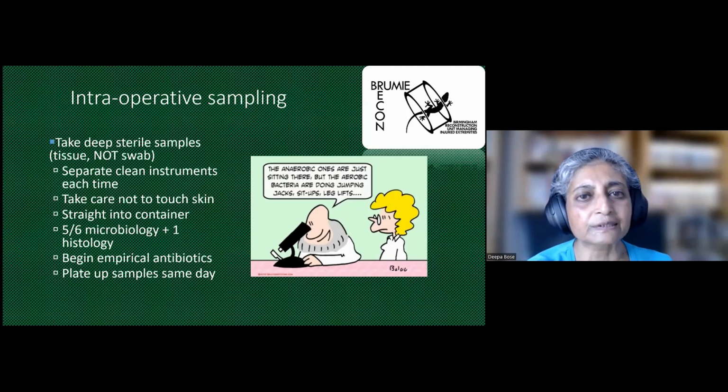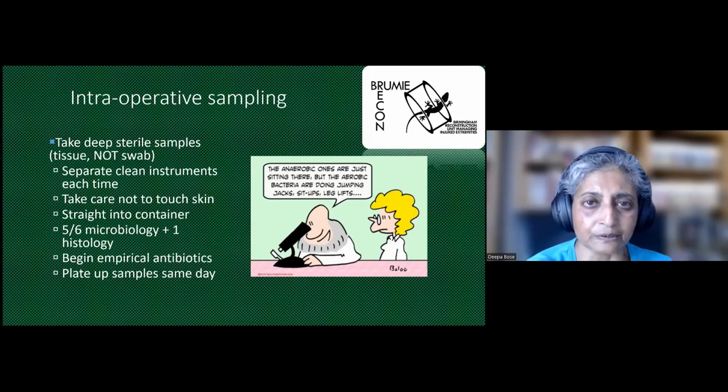And then we start empirical antibiotics in theatre. We usually use vancomycin and meropenem because that combination will actually take care of most of the gram positives and gram negatives that we see in fracture-related infection. And then, as I've said, I usually call down to the lab and ask them to plate it up the same day so that there's less risk of cross-contamination and more chance of growing a living organism.